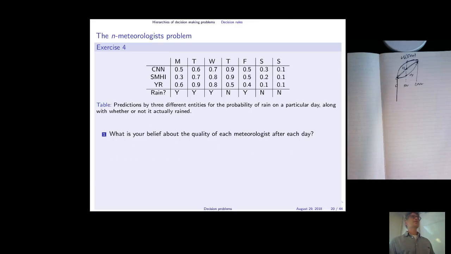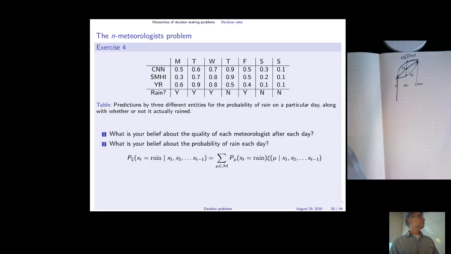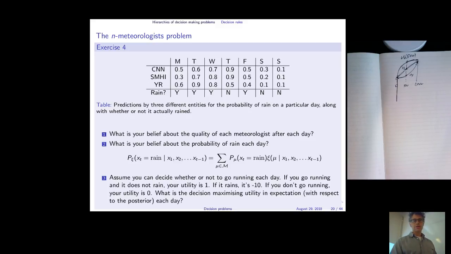So the first thing is to calculate the belief about the quality of every meteorologist every day. So this is just the belief that we calculated before. Then you can calculate the probability of rain for every day by just averaging the probabilities of rain for every meteorologist and multiplying with your belief about which one is the right meteorologist. And then the question is, how do you decide whether or not to take the umbrella? Yeah? So again, given this utility matrix, just calculate the optimal decision. Yeah. And you should make the problem general enough so that you can actually plug in any U matrix that you like. Okay.